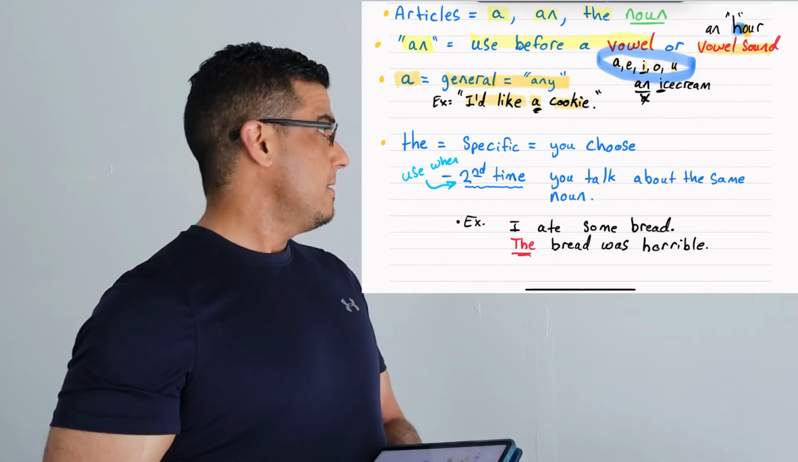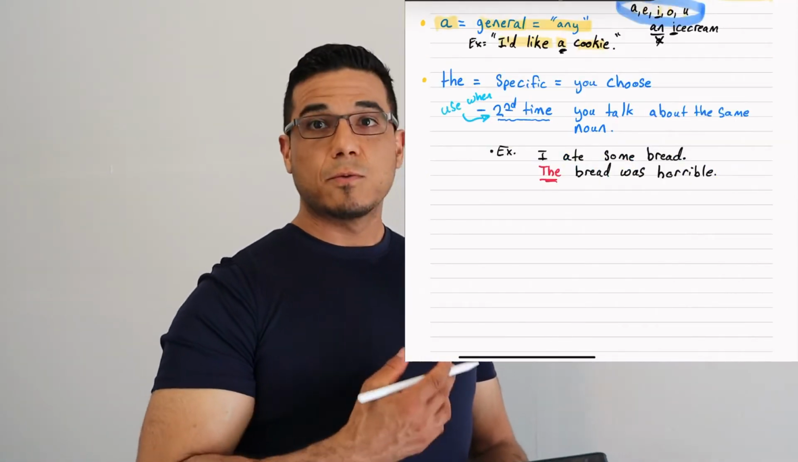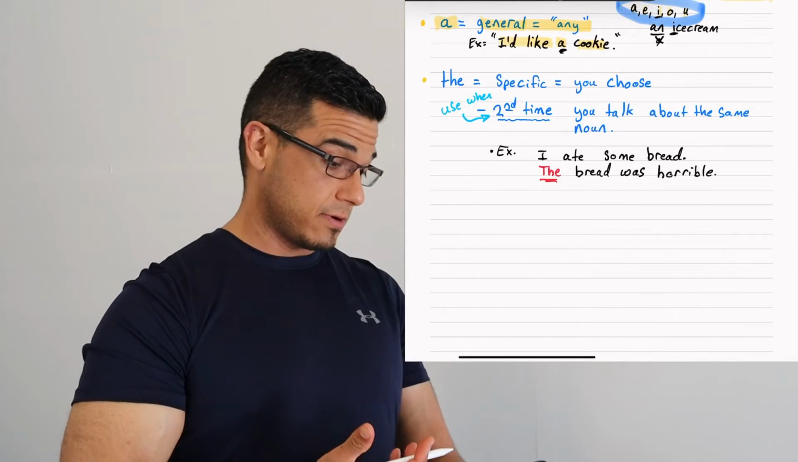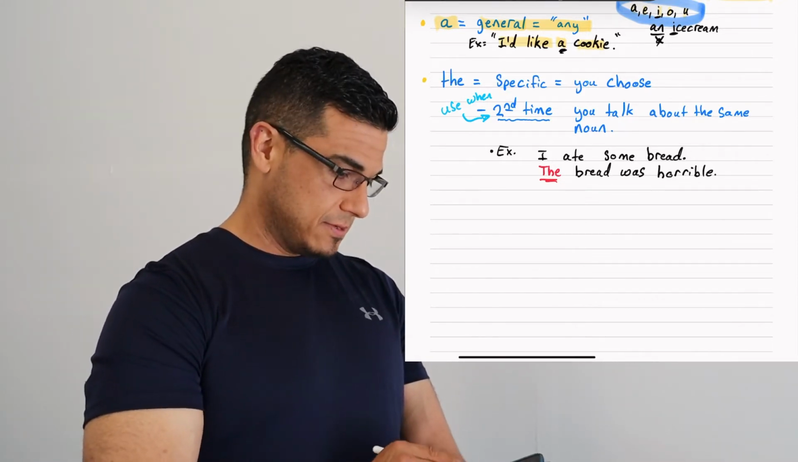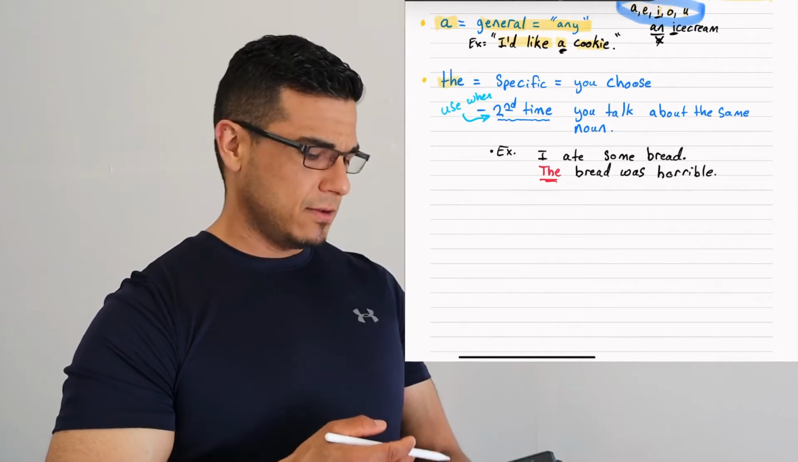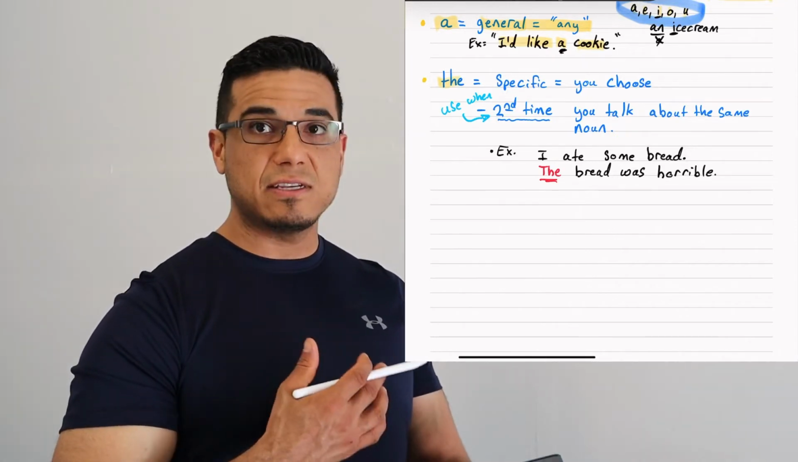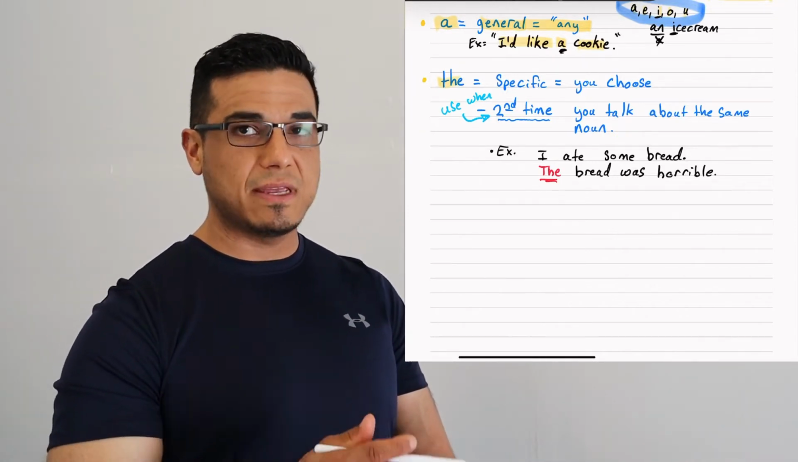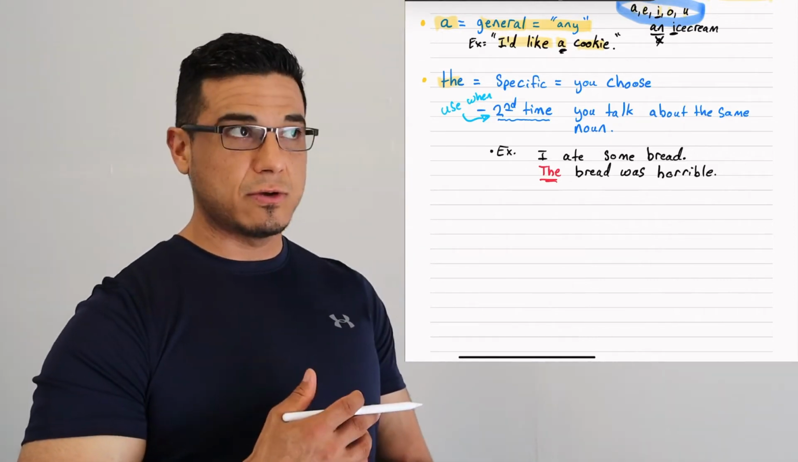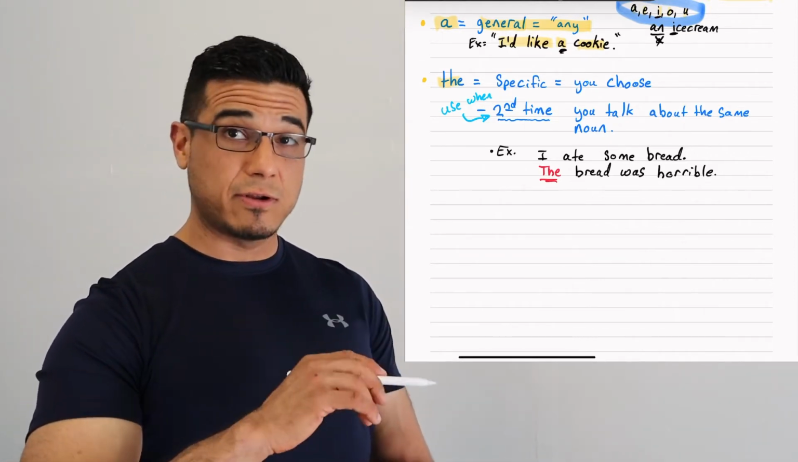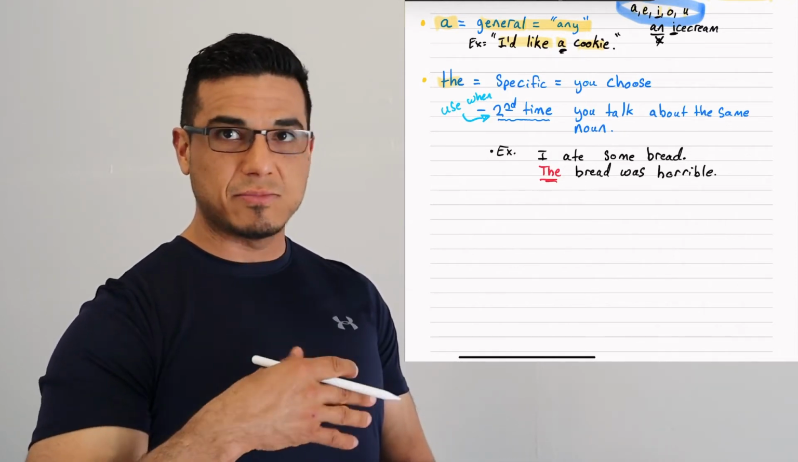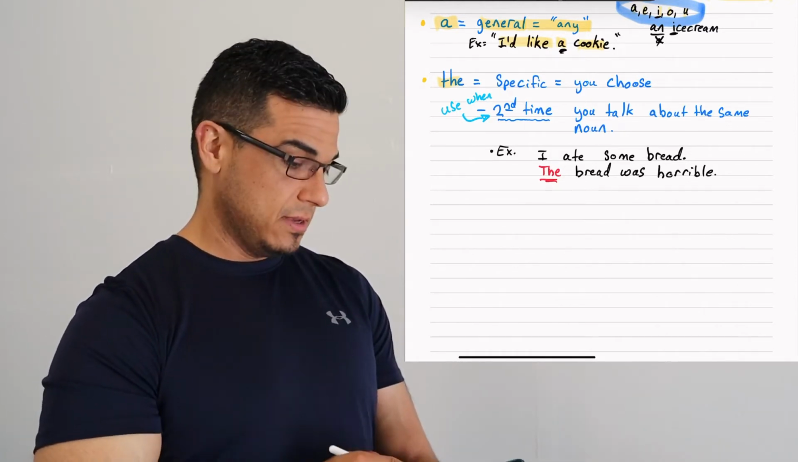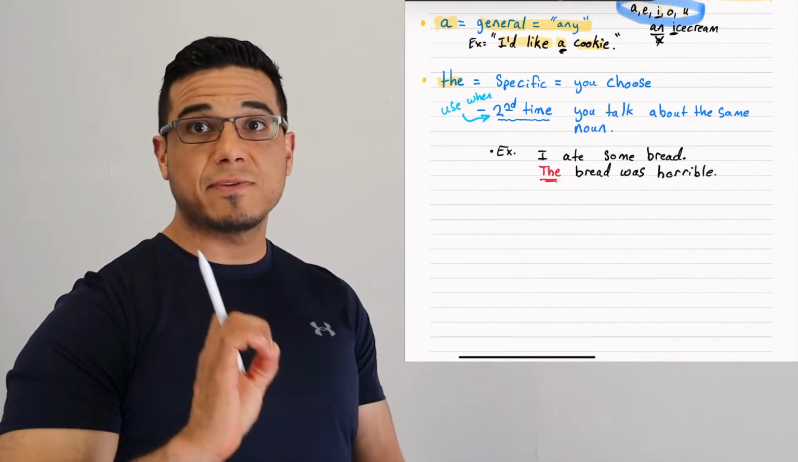All right. We're going to go ahead and look at the third article I mentioned, which is the. Okay, so the is a specific, meaning it's the opposite of general. So think of it as opposite to the article a, like a cookie. I'm not asking about a certain cookie, I'm just saying any cookie. I'm being general. With the, you're being as specific as possible.